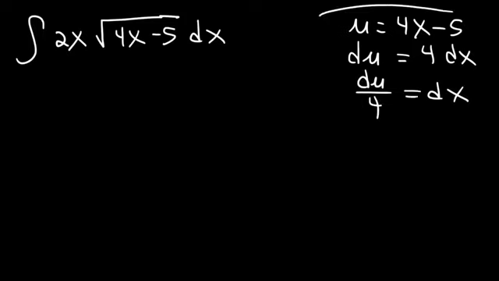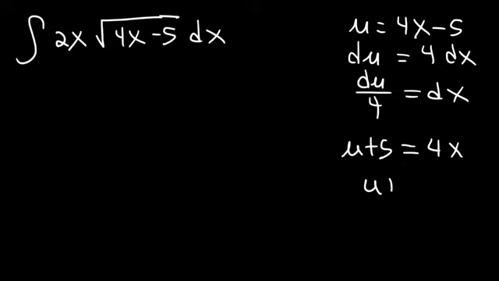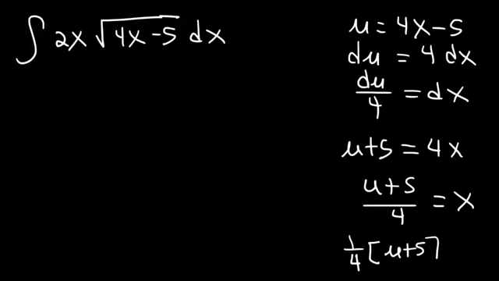Now we need to isolate x in this expression. So if we add 5, u plus 5 is equal to 4x. And then if we divide by 4, x is equal to this, which we can write as 1/4 times u plus 5. So let's replace x with this expression, and then 4x minus 5 with u, and then dx with du over 4.